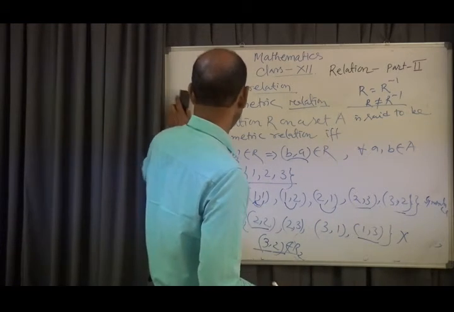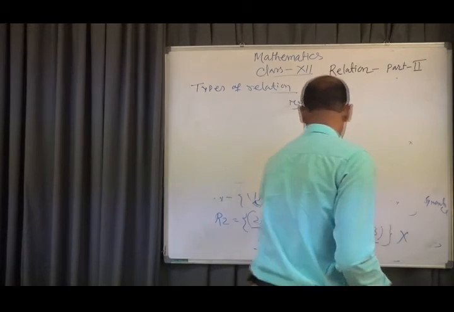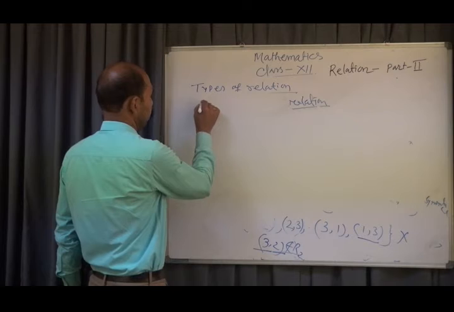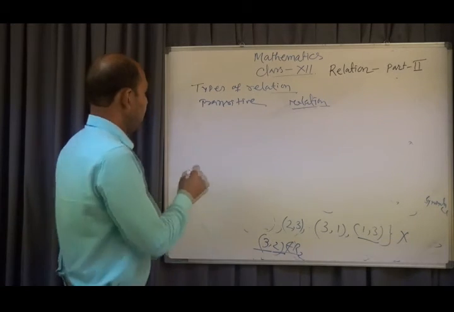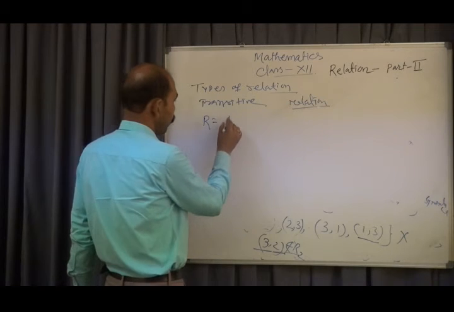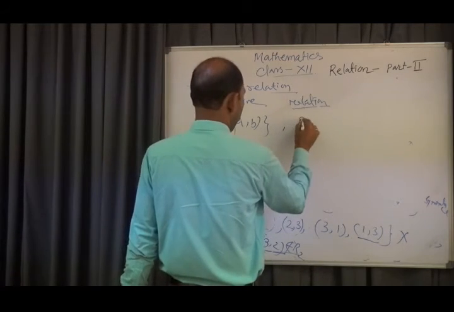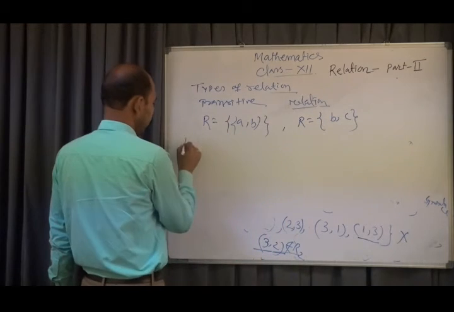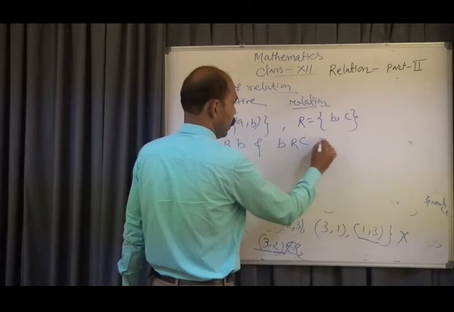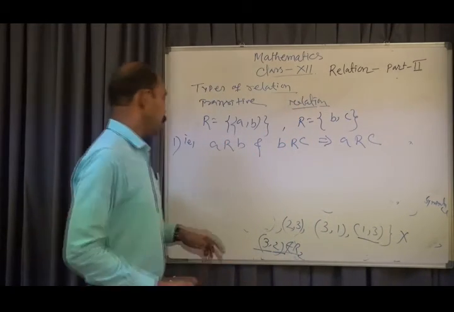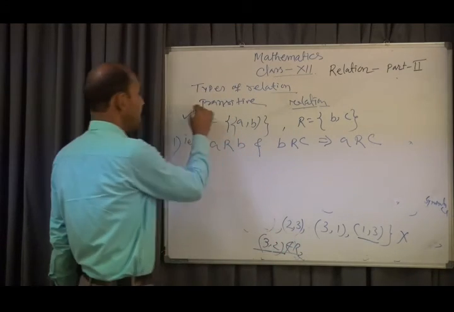Next one, transitive. What is a transitive relation? Say R equals, if I write (A, B) and (B, C), that is, in the first case, A related to B and B related to C implies A related to C. A related to B, B related to C, then A related to C. This is called transitive relation.